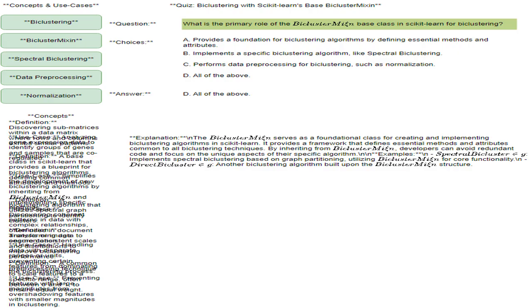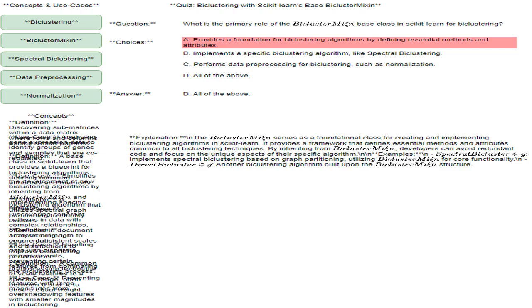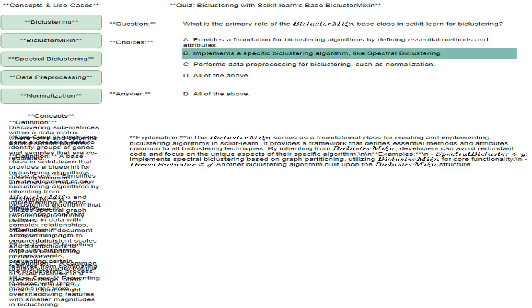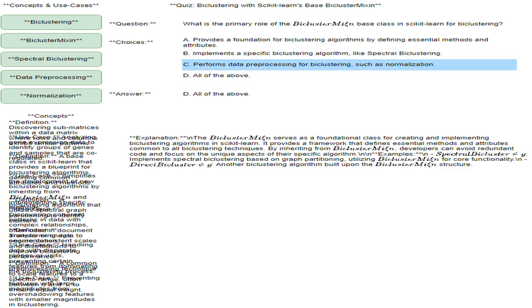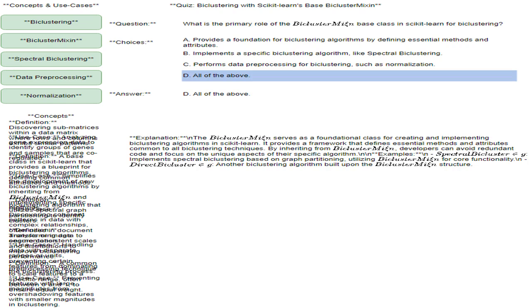What is the primary role of the bicluster mixin base class in scikit-learn for biclustering? A. Provides a foundation for biclustering algorithms by defining essential methods and attributes. B. Implements a specific biclustering algorithm, like spectral biclustering. C. Performs data preprocessing for biclustering, such as normalization. D. All of the above.